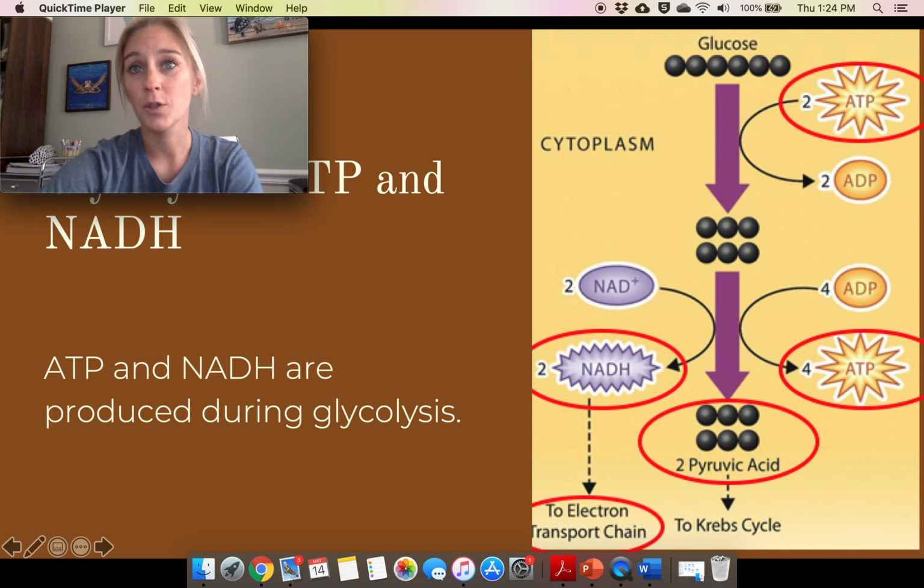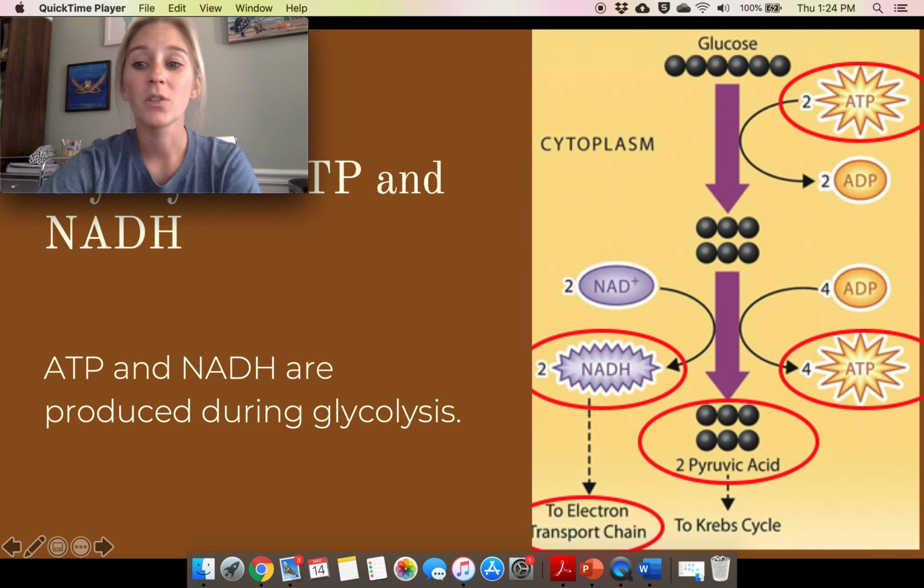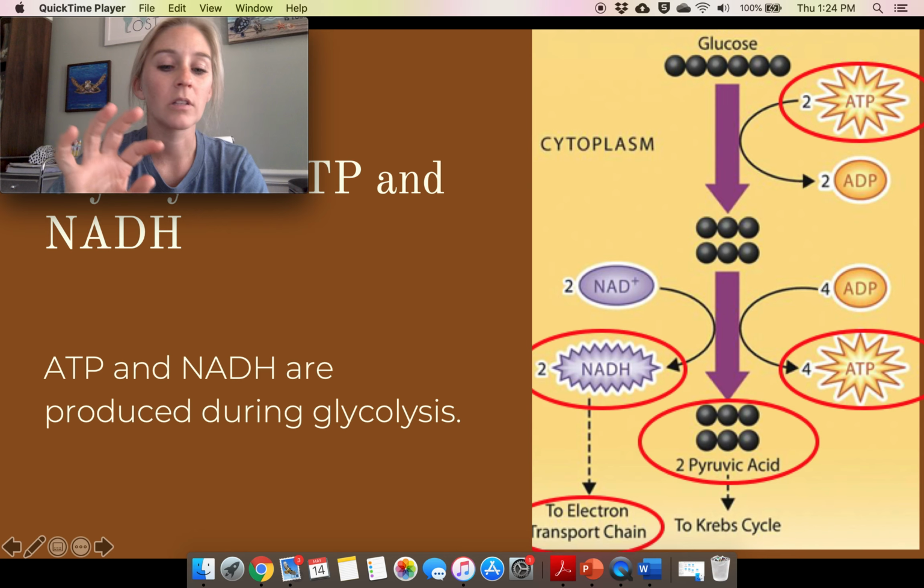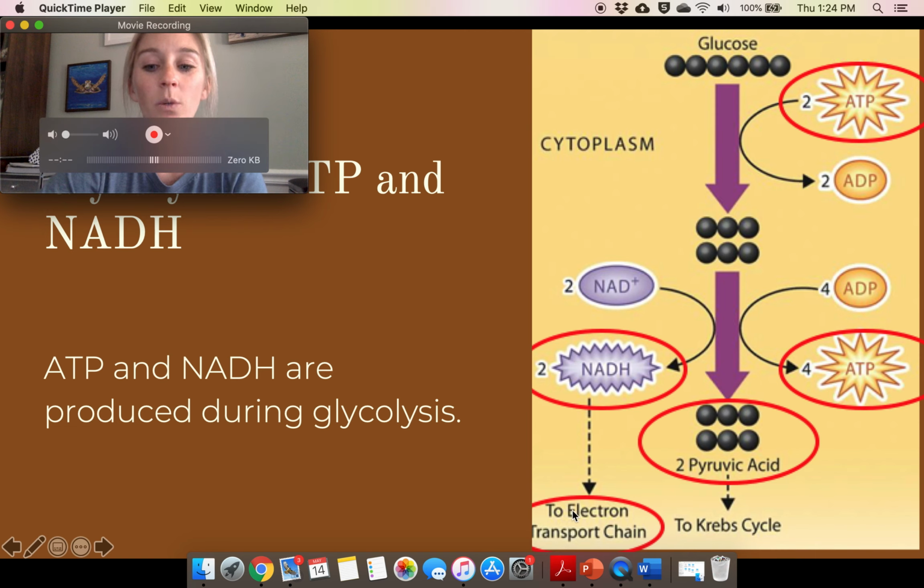4 high energy electrons are passed to the carrier NAD+ to produce NADH. 4 ATP are produced, but there's only a net gain of 2 because it took 2 to get started. So even though you produce 4, you use 2 kind of as like a payment, and so you are only yielding 2. And then the 2 pyruvic acid are a product of glycolysis. It was just the 6 carbon sugar split now into 2 3 carbon sugars. The NADH is going to go on to the electron transport chain. The pyruvic acid goes to the Krebs cycle, and ATP gets used up by the cells.